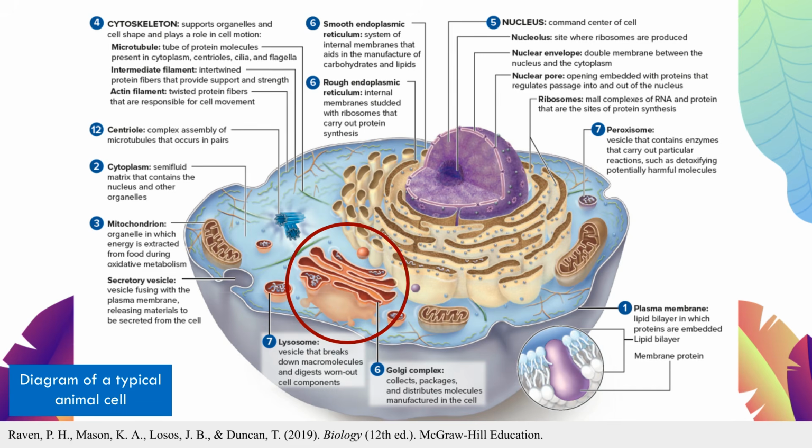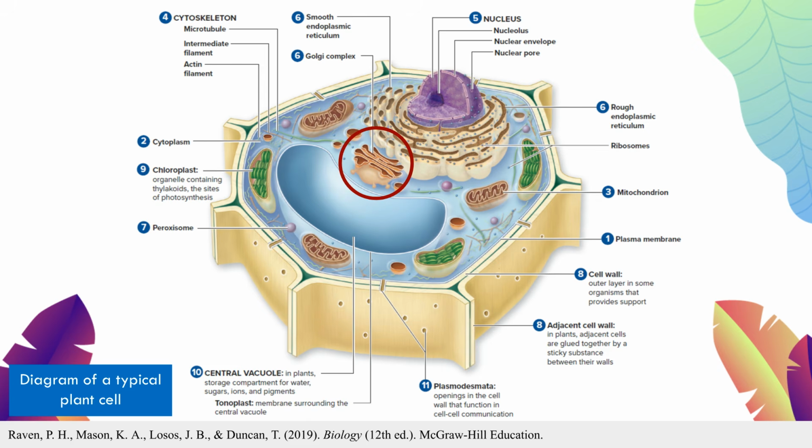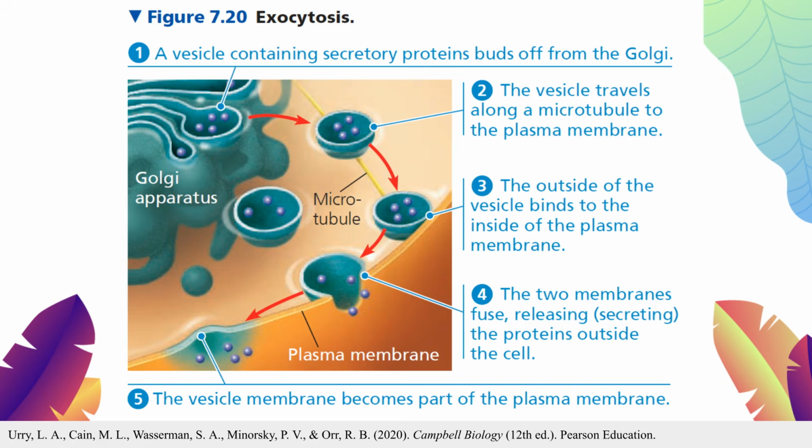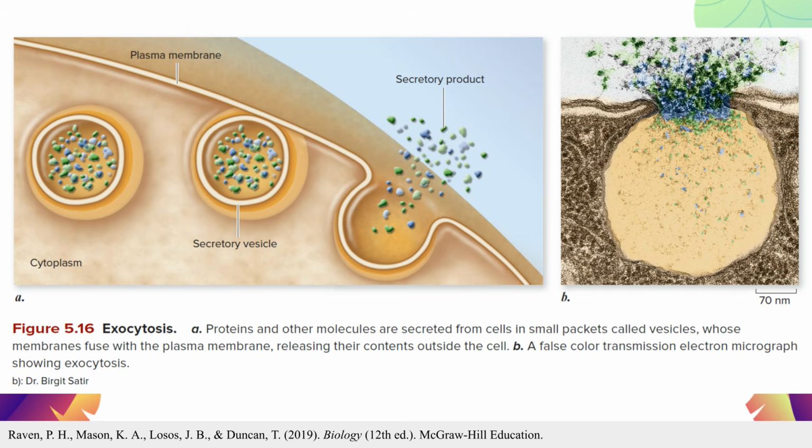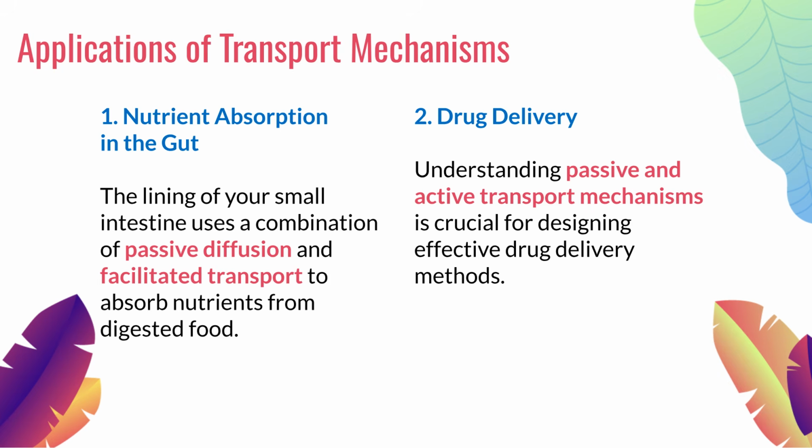This diagram of a typical animal cell shows the Golgi apparatus. In a plant cell, the Golgi apparatus also plays a role in preparing materials for transport and secretion outside the cell. This illustration further demonstrates the exocytosis process, where a vesicle fuses with the plasma membrane to release its contents. The diagram shows this membrane fusion step, while the micrograph provides a real cellular image of a vesicle opening to the extracellular space. Cellular transport mechanisms have several real-world applications, including nutrient absorption and drug delivery.